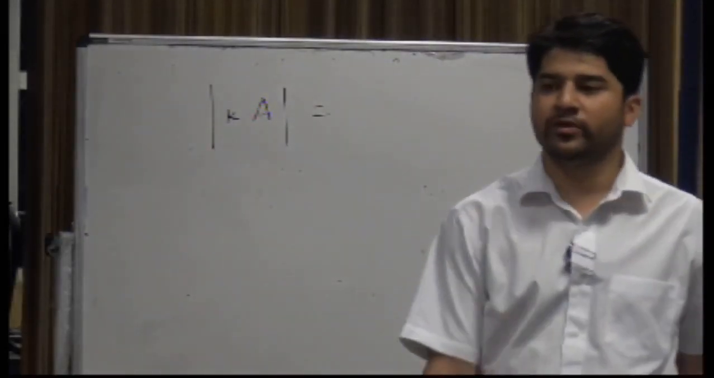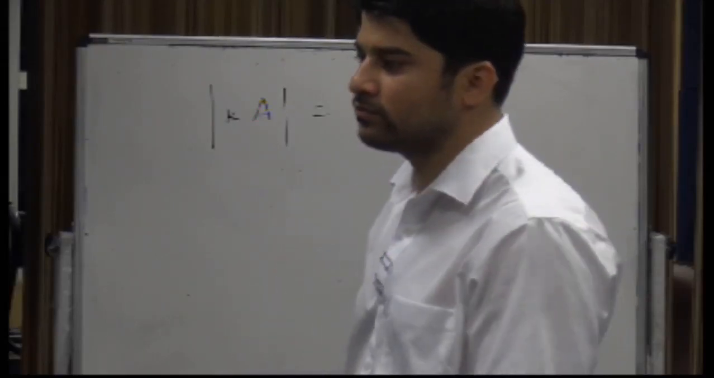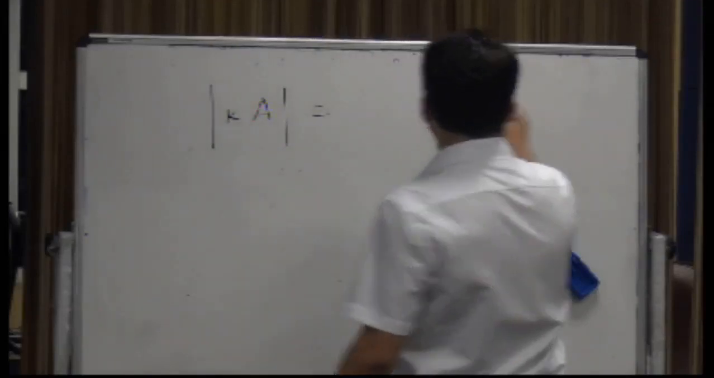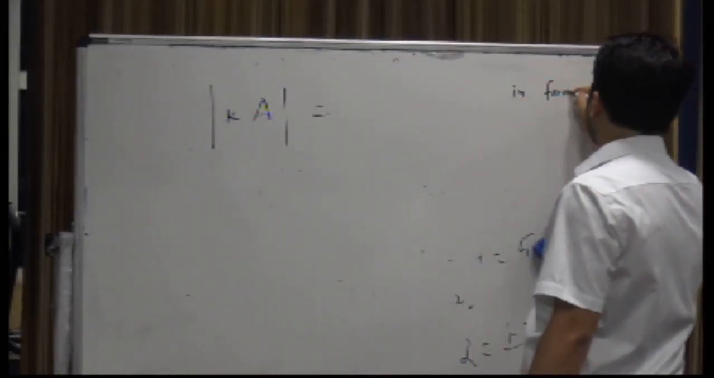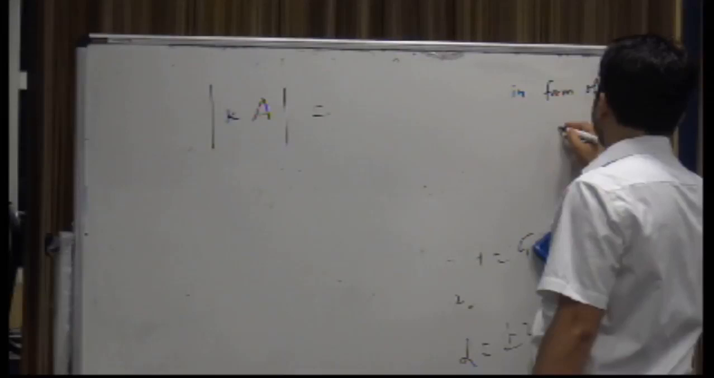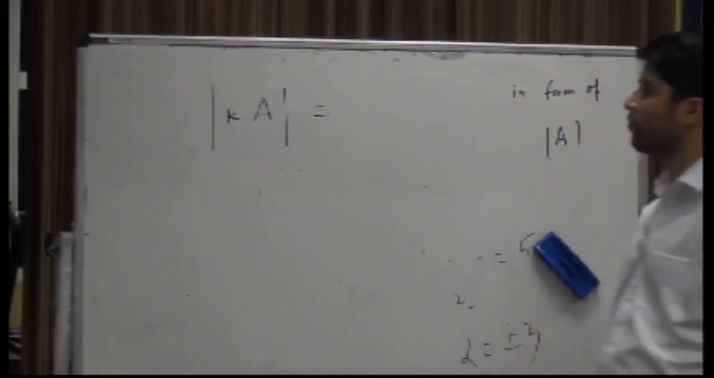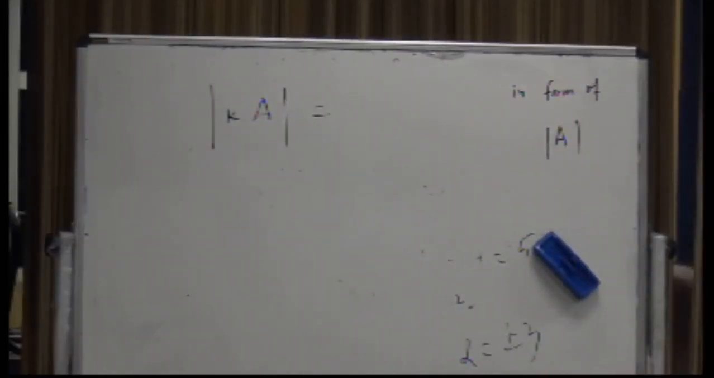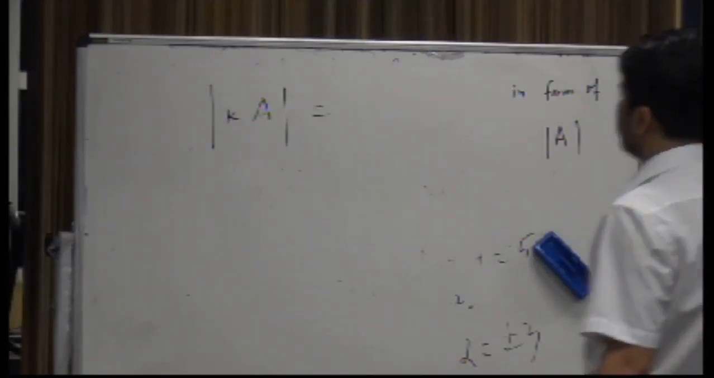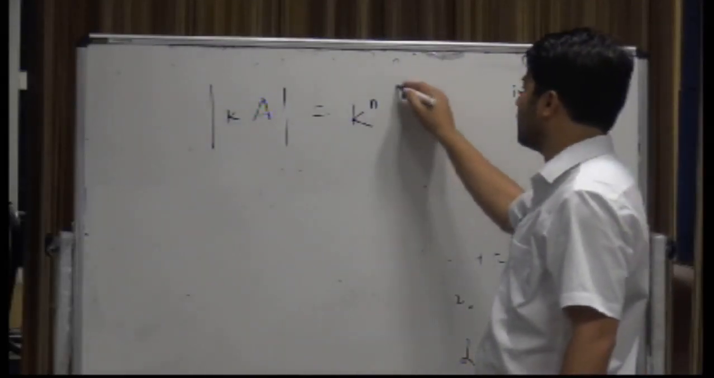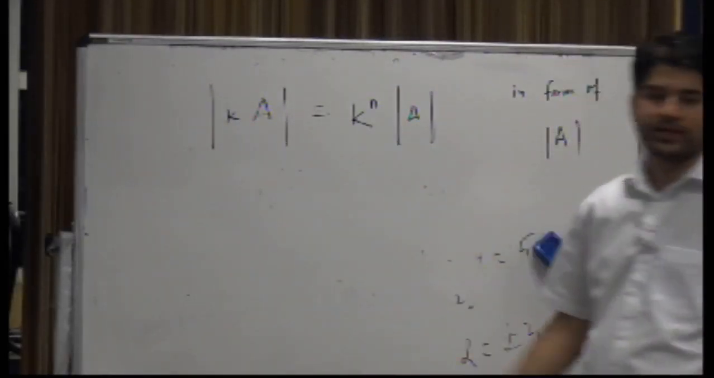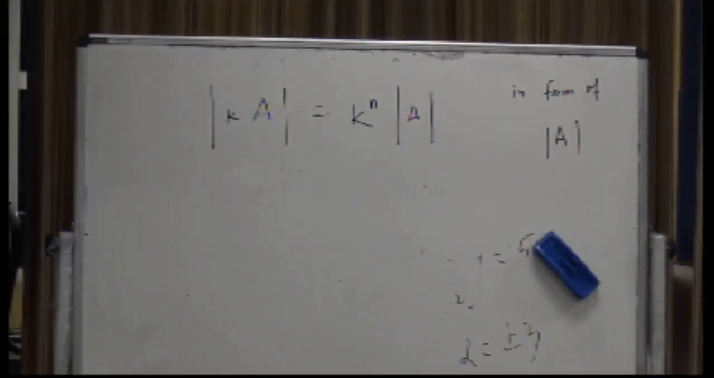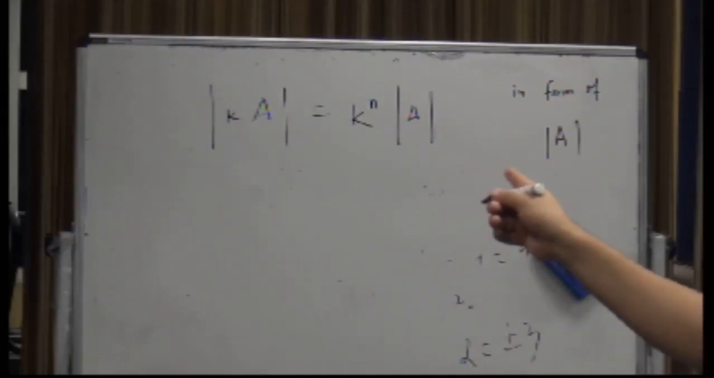Det of kA would be equal to... express this in the form of det A. It would be k to the power n, where n is the order of the square matrix. Understood or not understood? Everybody got it?